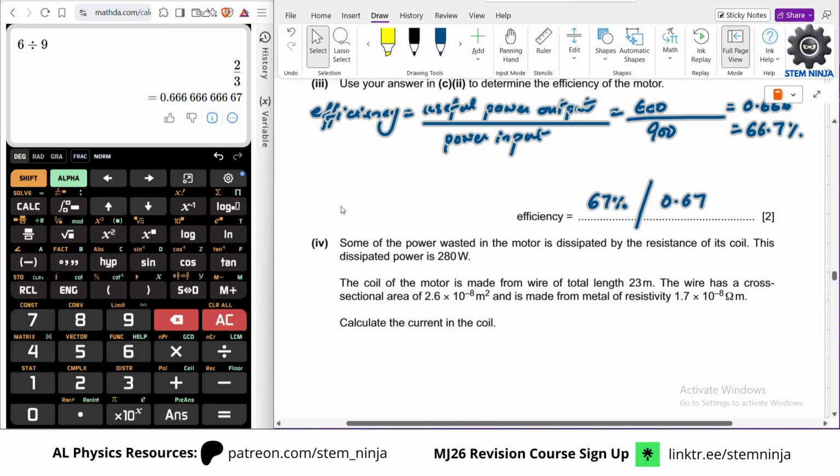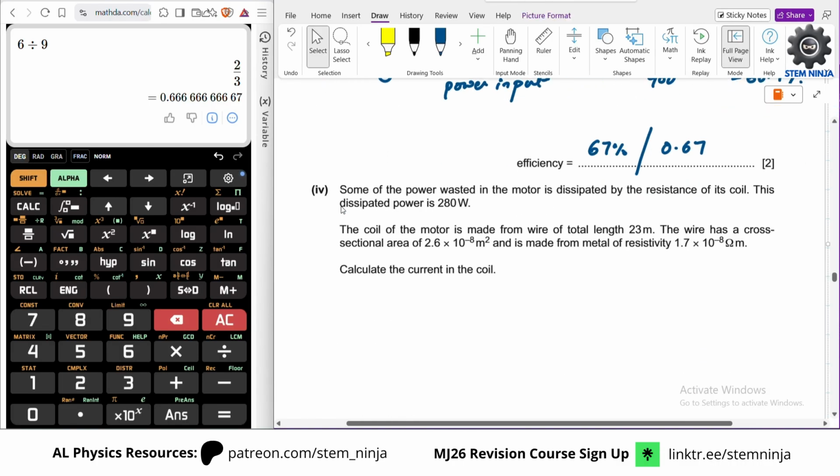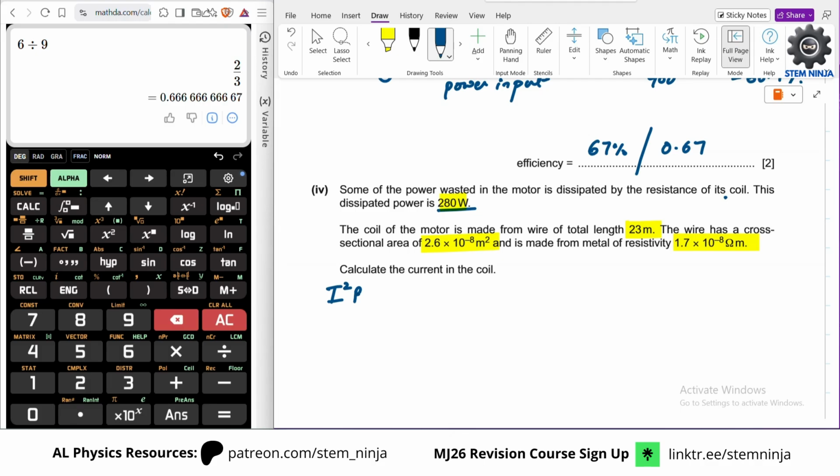Okay, alright. Some of the power wasted in the motor is dissipated by the resistance of its coil. The dissipated power is 280 watt. The coil of the motor is made from a wire of total length 23 meters. The wire has a cross-sectional area of this and is made from the metal of resistivity this. Calculate the current in the coil. So I squared R is your power dissipated. So we need the current, but we also need the resistor. So resistor is rho L over A.